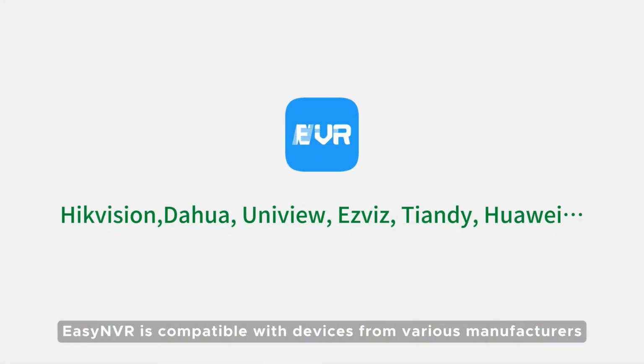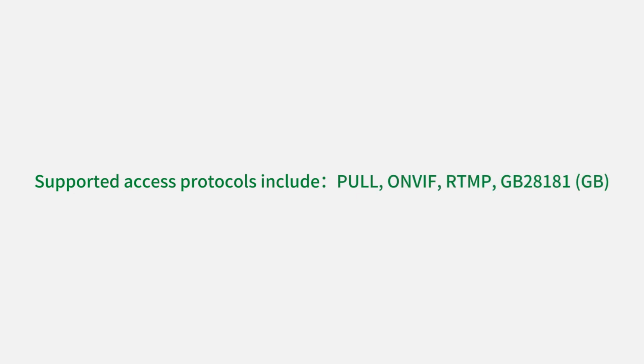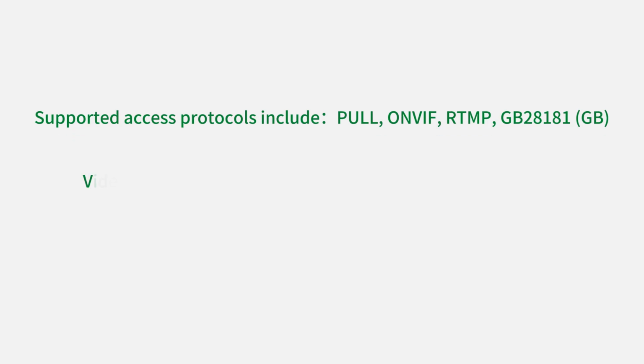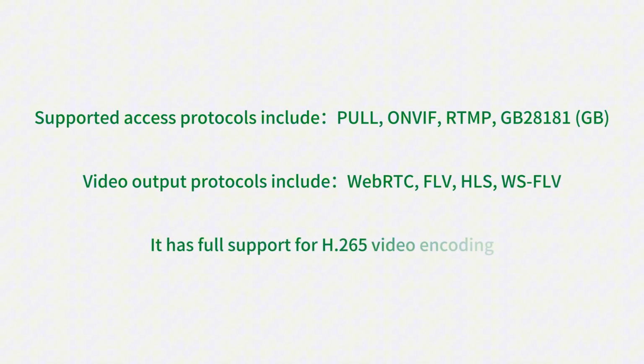EasyNVR is compatible with devices from various manufacturers. Supported access protocols include PoL, ONVIF, RTMP, GB28181. Video output protocols include WebRTC, FLV, HLS, WSFLV. It has full support for H.265 video encoding.